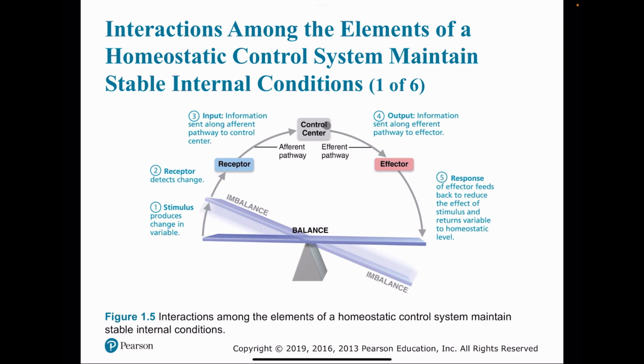Now remember, the control center is going to be that second part of this. That control center is going to talk to the effector. The effector is going to reduce the effect of the stimulus, bring it back down to normal homeostatic levels. And this would be an example of negative feedback. Again, the initial stimulus is essentially being halted or stopped by the effector.